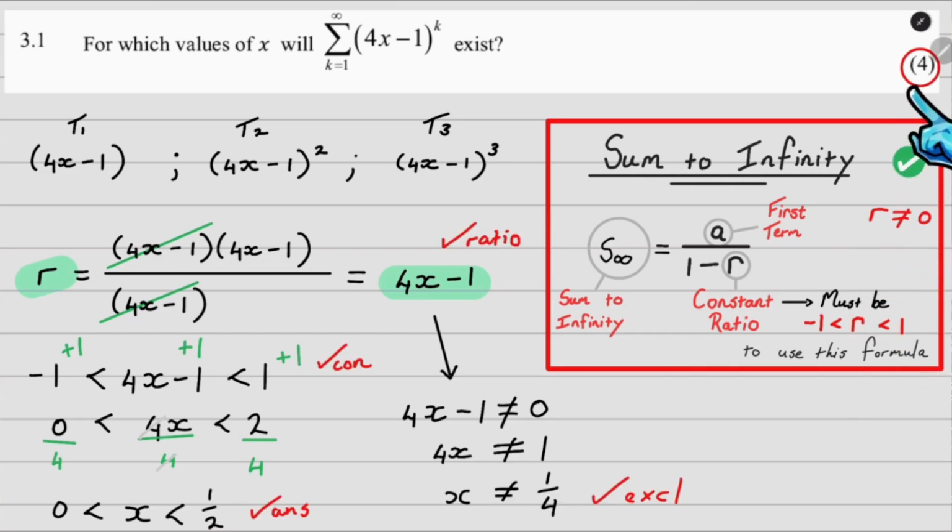And then these 4 very hard fought marks will firstly come from the ratio, the condition that the ratio is in between 1 and -1, your answer, as well as the exclusion of a quarter.